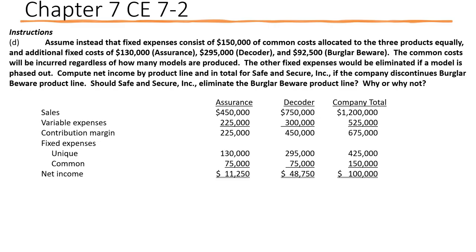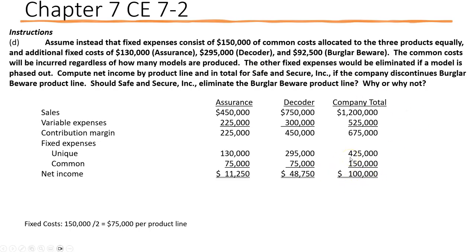So as you see, the contribution margin is still the same, $675,000 for the company in total. Our fixed expenses are a little bit different. Our unique costs that are only for that product line are higher than what we saw before, so $130,000 for Assurance, $295,000 for Decoder. And our common fixed expenses, the $150,000 stays, and we're dividing it by two product lines instead of the three, so $75,000 each. And when we add this up, we get $100,000. So our new net income is $100,000.